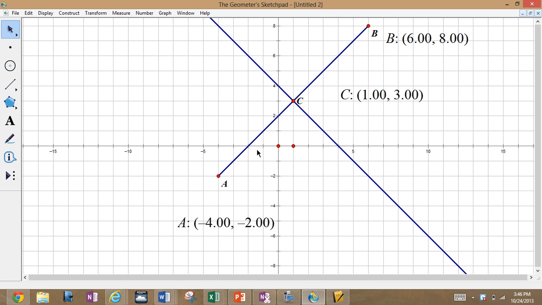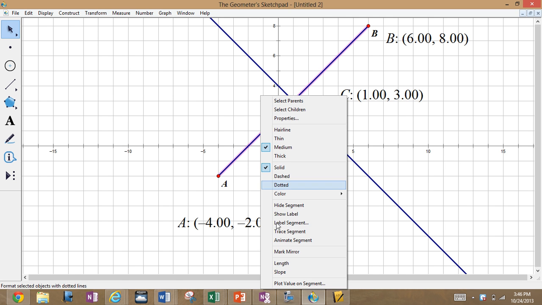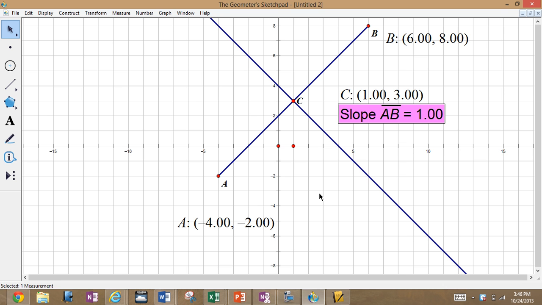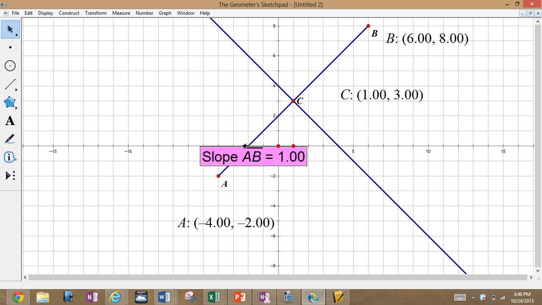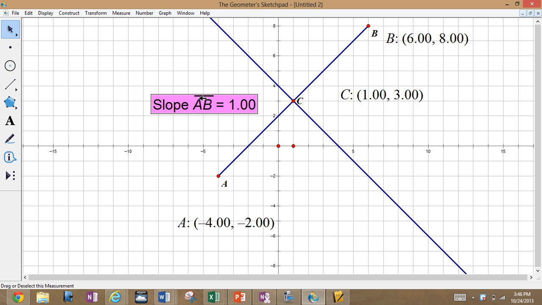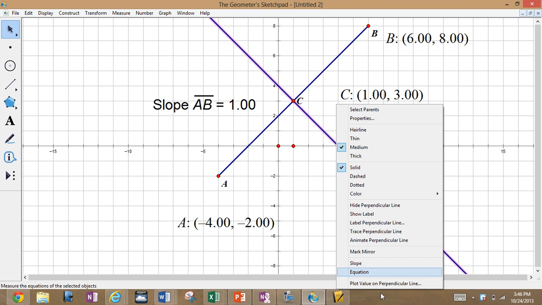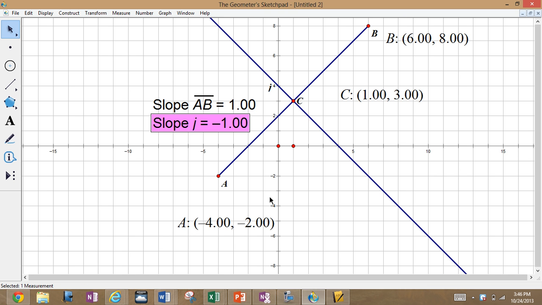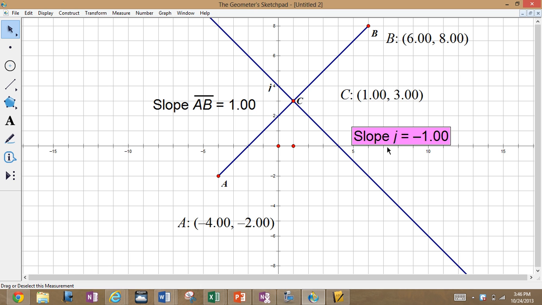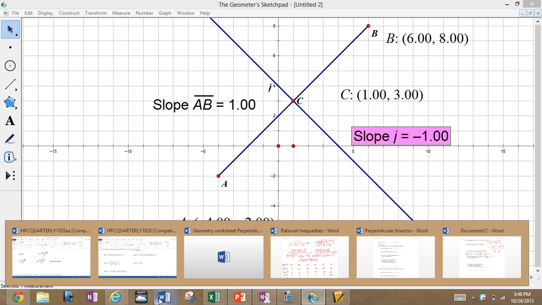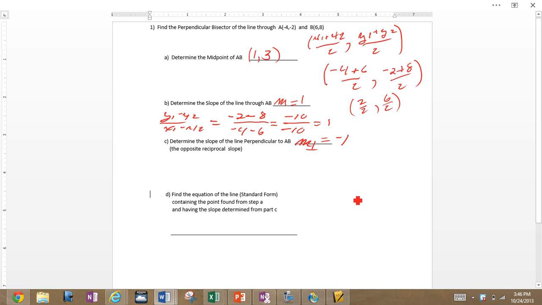Let's just check that. This slope is equal to 1, and the slope of the negative reciprocal of that would equal -1. So that checks. Let's confirm that. The slope of that line is -1. All right, now coming back, we're going to finish this up. We've got our slope.